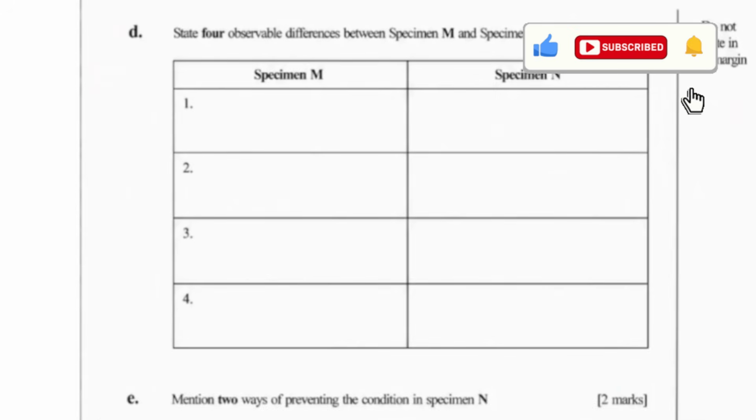All right, so the next one here, we said state 4 observable differences. So take note of this. I think this is the first we are bringing for this. Observable differences between specimen M and N. They will ask you things like this, and they'll give you a table like this as well for you to put in your answer. So please take note of questions like this. They are very, very important.